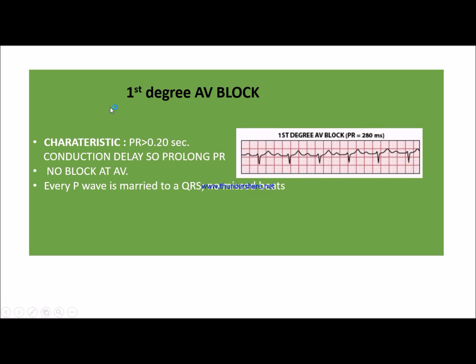The conduction system is from the SA node to the AV node, the sinoatrial node to the atrioventricular node. So conduction delay is there. That's why the PR interval is prolonged. If there is no block at the atrioventricular node, the P wave always gets married to the QRS. There is no missed beat. We can see in this whole ECG strip that the P wave always follows the QRS complex.